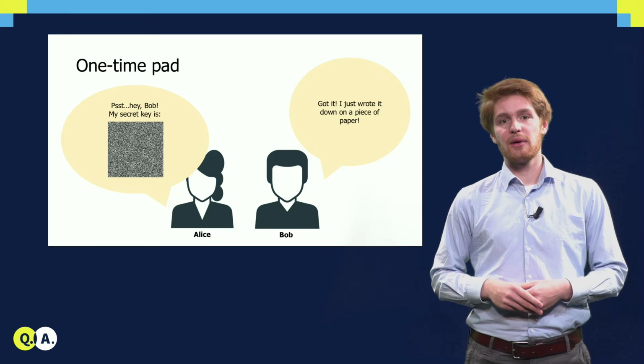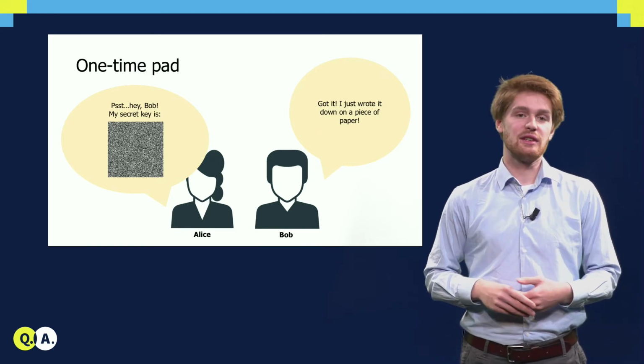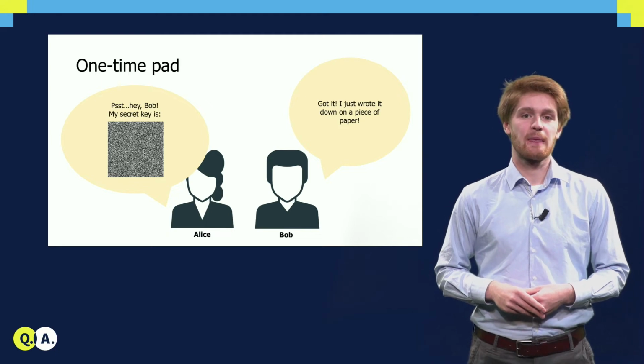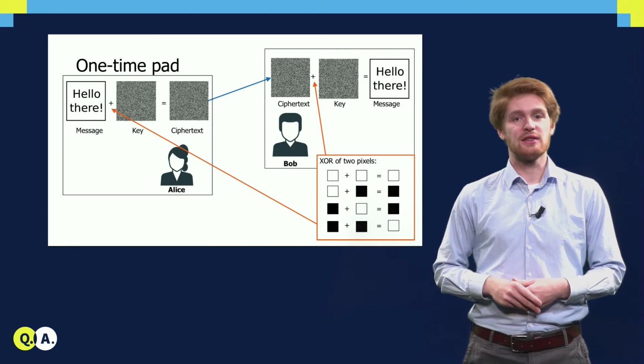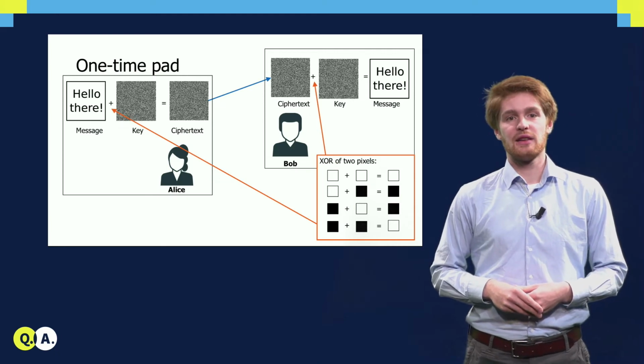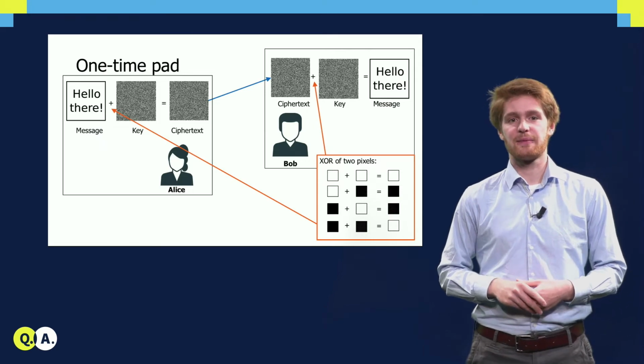Alice then goes to Bob, and Bob copies the secret key, for example on a piece of paper, or he stores it digitally on his computer. Now Alice and Bob go their own way each, and later on Alice wishes to send a secret message to Bob. The secret message is "Hello there," here depicted on the left of the screen as an image.